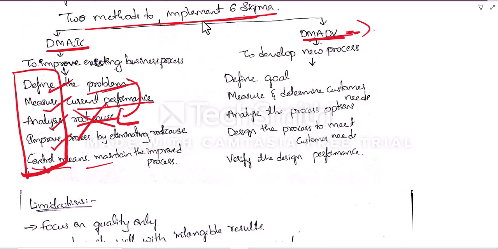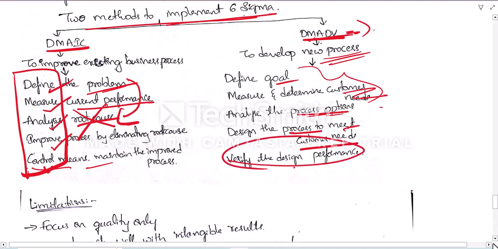DMADV is for a new process, new business, new product. As we do not have any business in the current situation, we have to find our goal. What is our goal and what is the customer need? We have to find this out, and analyze the options available for us in order to reach our goal along with satisfying customer needs. We have to find the options. Next, we have to design a process that meets the customer needs and verify the design performance.